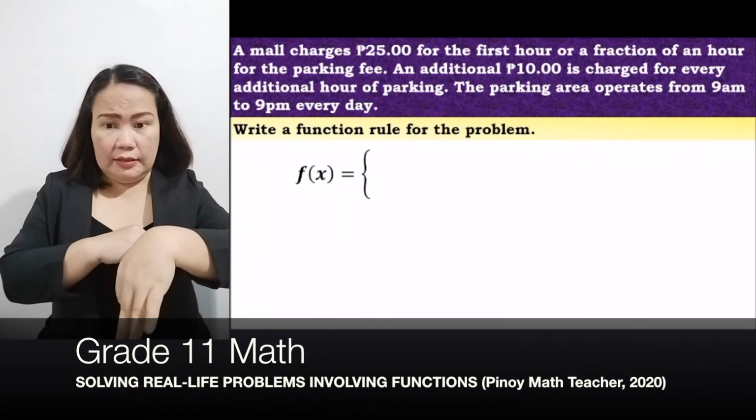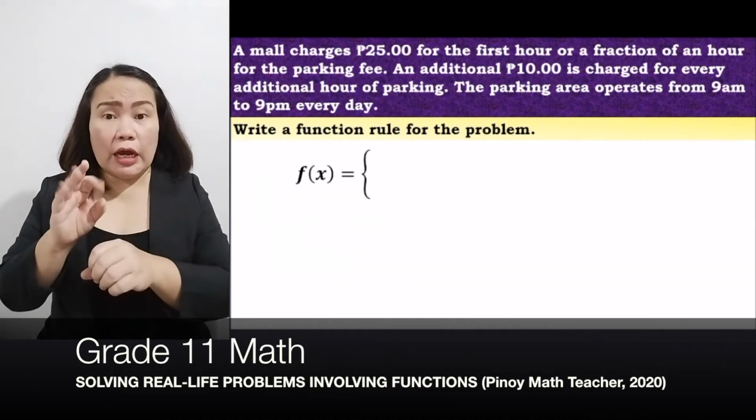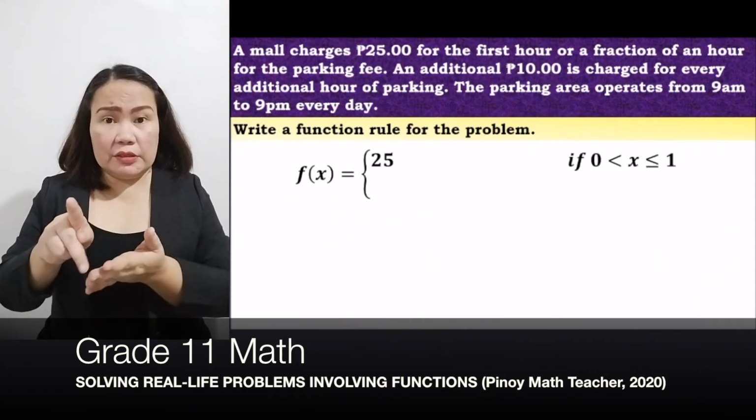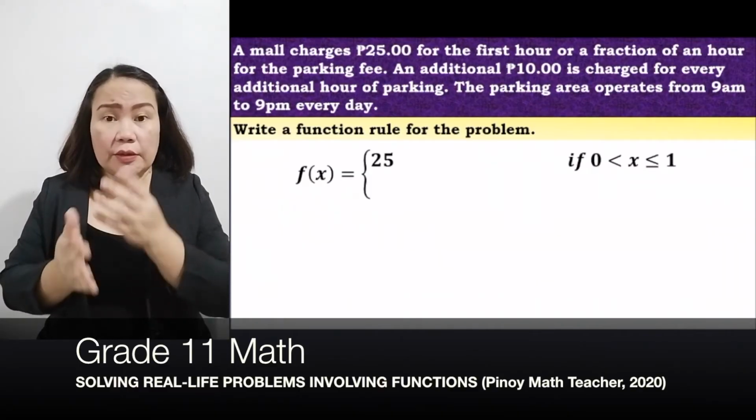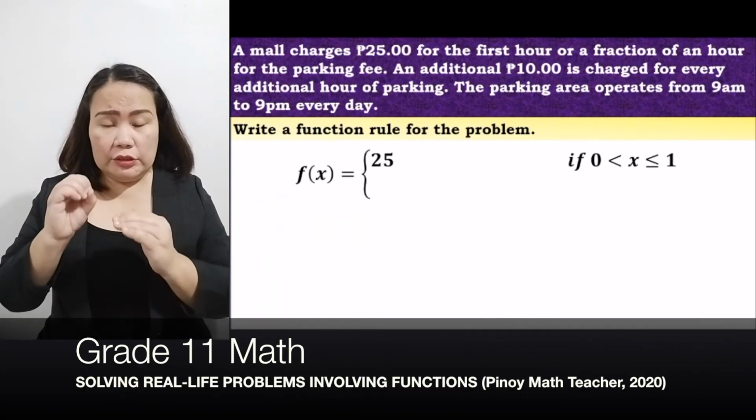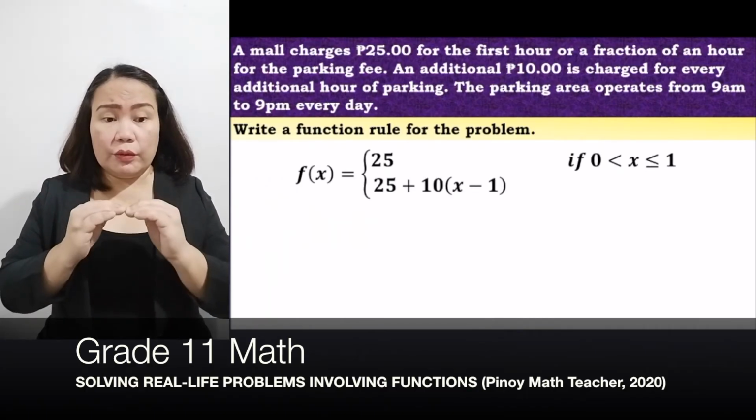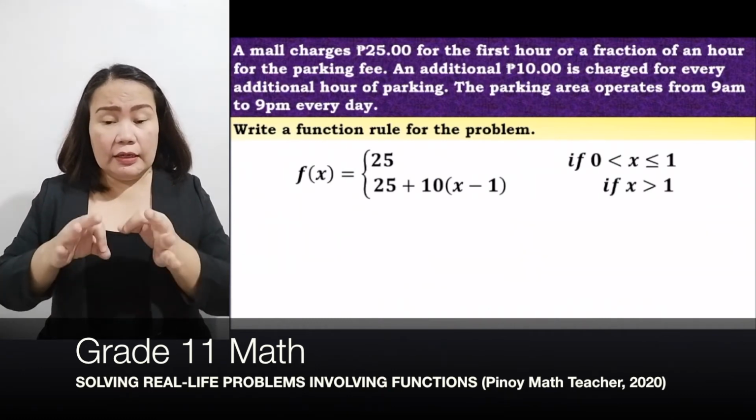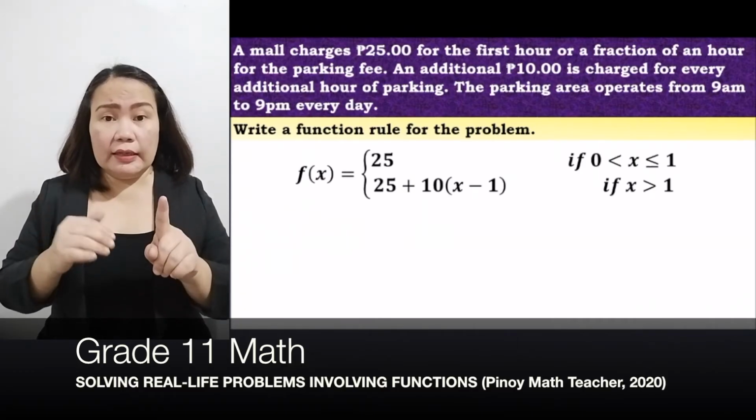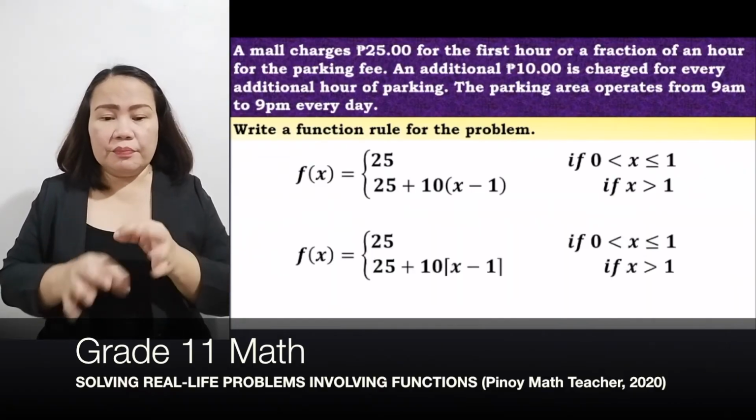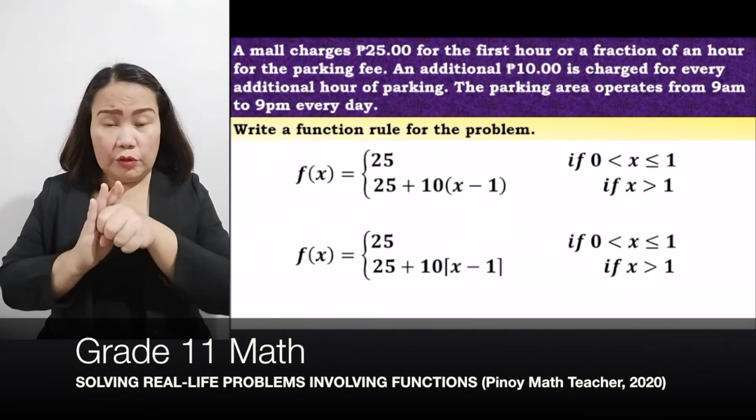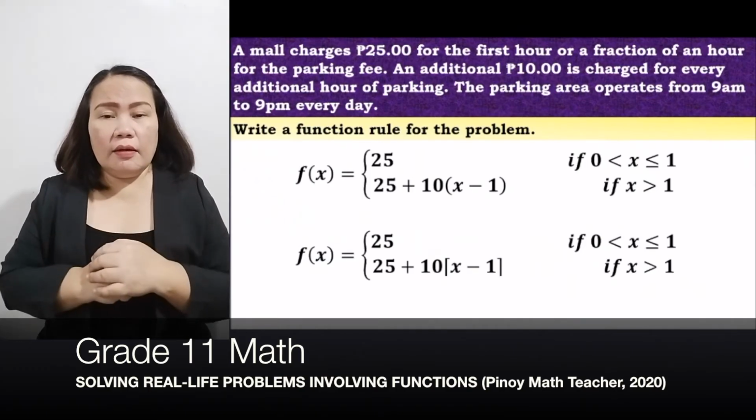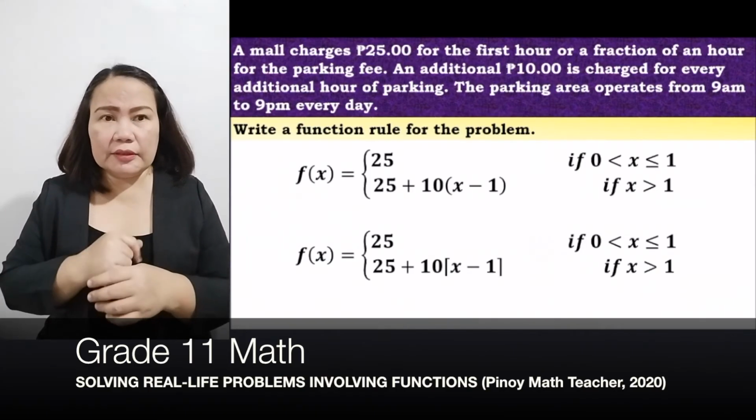Ito ay piecewise function na may dalawang piraso. Una, 25 pesos lang ang babayaran sa unang isang oras ng pagka-park sa mall. So that is, x is greater than 0 but less than or equal to 1. Pangalawa, ang kanyang parking fee ay 25 plus 10 times x minus 1 kung ang x ay greater than 1 at ang x ay element ng natural numbers. Kung sakali namang hindi saktong isang oras at may sobra pang ilang minuto, kailangan niya pa rin itong bayaran ng buo. At ang gagamitin natin ay ceiling function or least integer function kung saan tayo ay magra-round up.